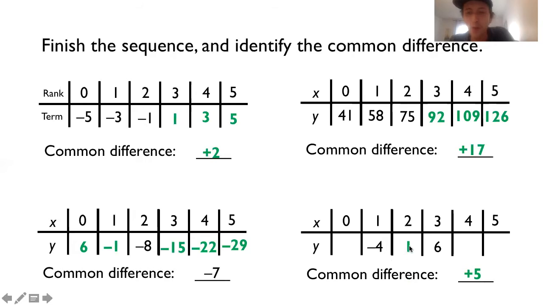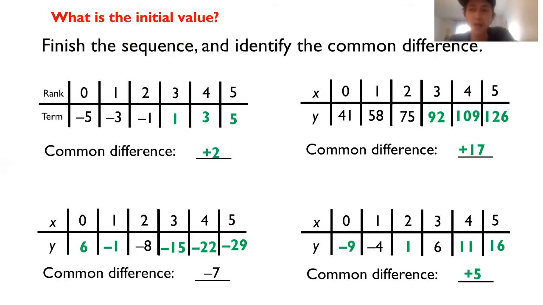So from minus 4 to 1, we went up by 5. From 1 to 6, we went up by 5. The next number is going to be 11, continuing to go up by 5. The next number is 16. And this one that we're missing would be minus 9. So hopefully the patterns are starting to emerge. What I want you to realize is that every time we're going up or down by the same number, these common differences never change for our situation.